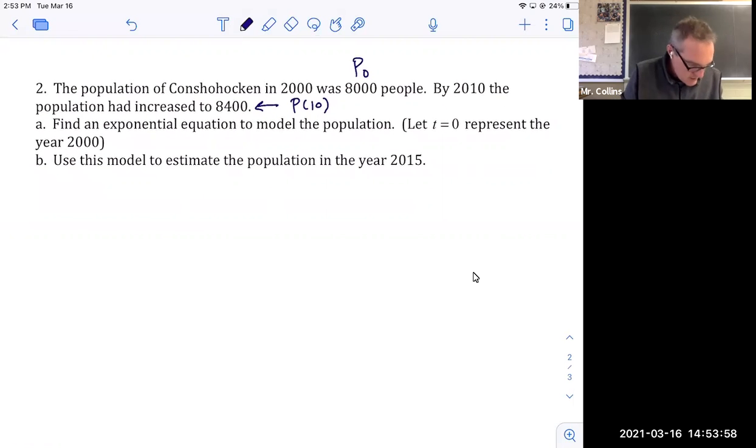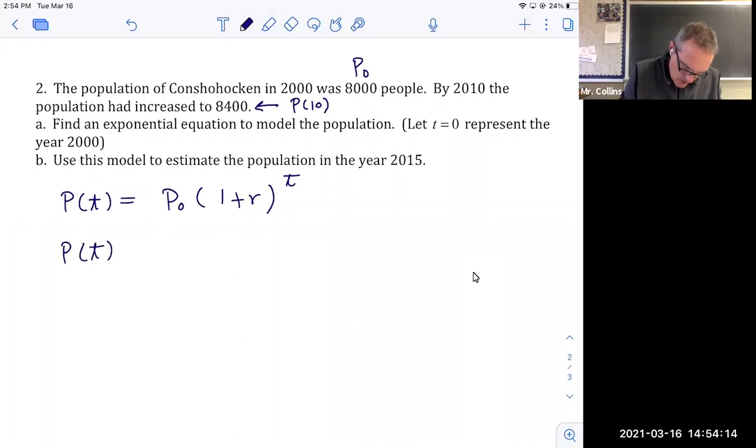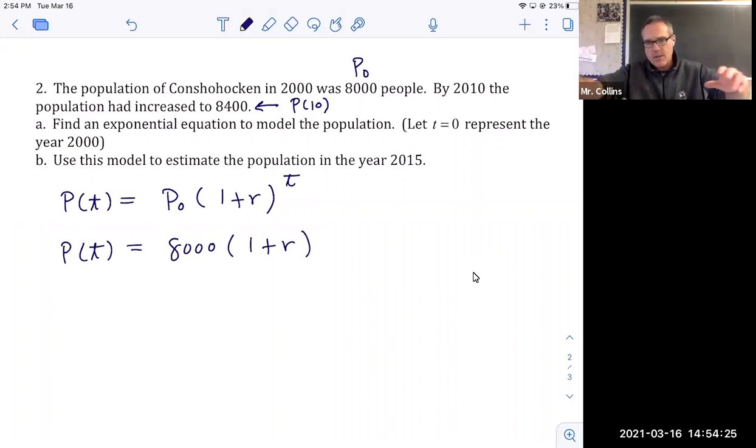So, hey, let's write down our population growth equation. It's my population. I started with some initial population, 1 plus R to the T. And let's plug in what I got, right? I know my initial population was 8,000. My growth rate, guess what? That's what I don't know. So that makes this fairly difficult. They didn't say goes up by 3%, goes up by 4%. That's really my unknown, right?